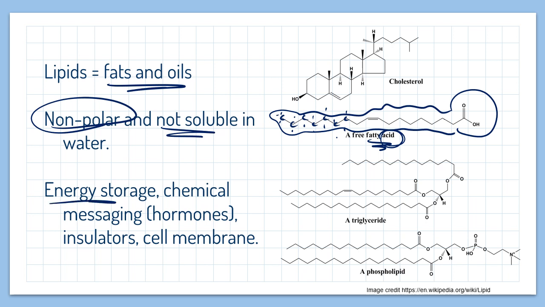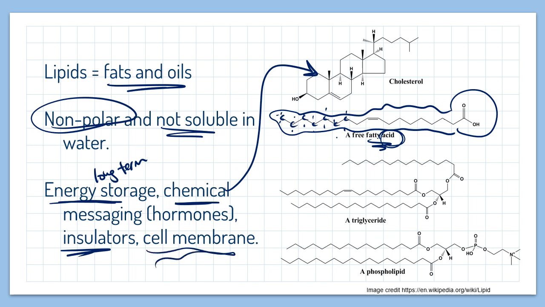We use our lipids for energy storage. These and carbohydrates are both used for energy storage, but lipids are better at longer term energy storage. It's easier for us to pack these lipids away and store them for a long time. We also have chemical messengers, hormones, that are lipids. A lot of them are steroidal hormones that are based on cholesterol molecules. We use them as insulators. Our animal friends that live at the poles definitely have a lot of lipid to insulate their bodies from the colder temperatures outside. And then, of course, our cell membranes are composed of phospholipids, and we'll look at those phospholipid bilayers of membranes a little bit later in this video.